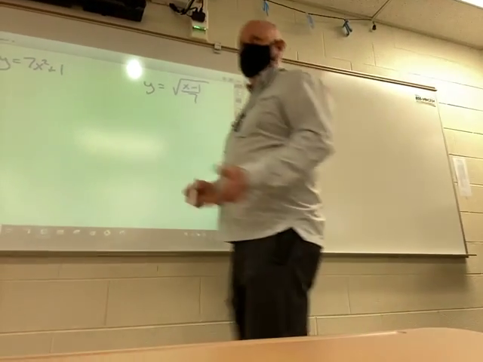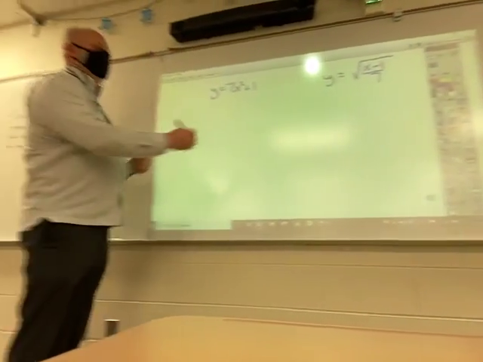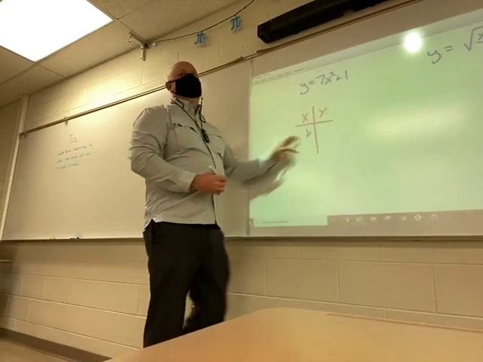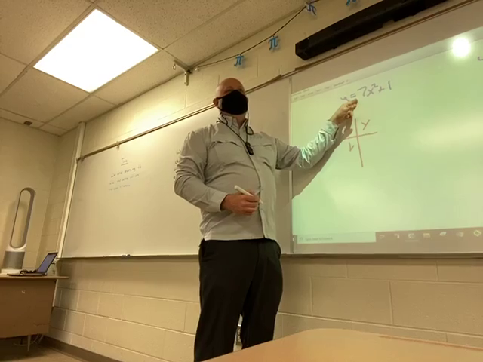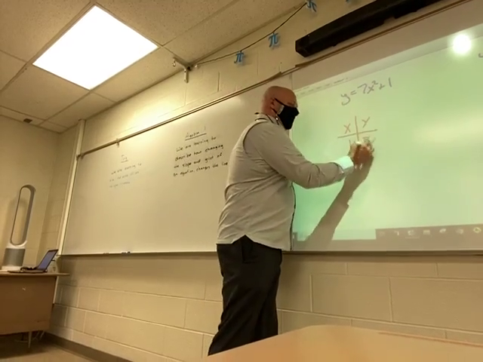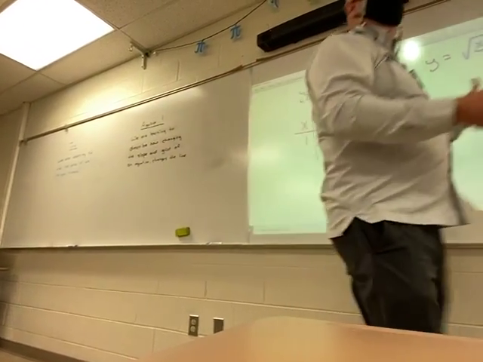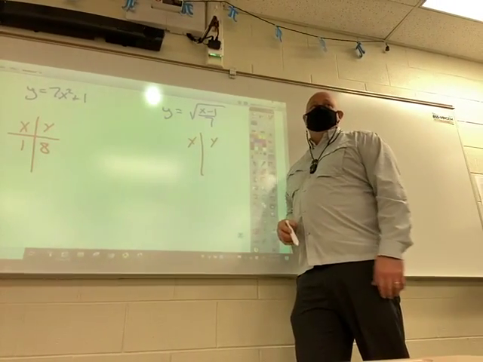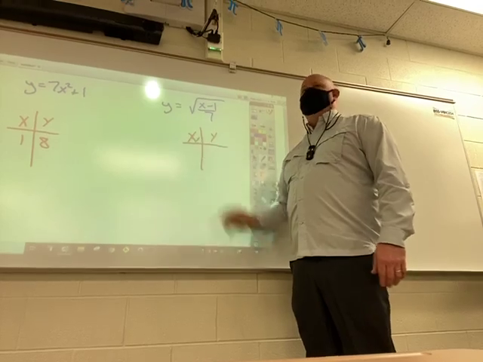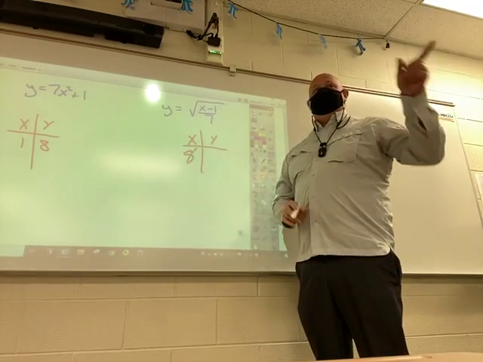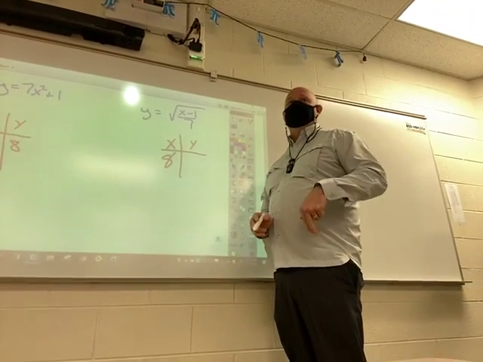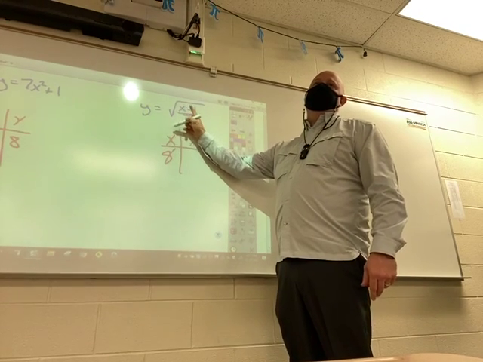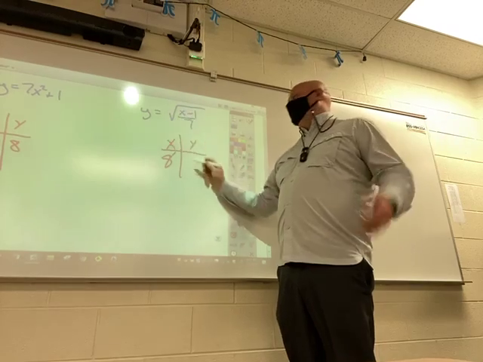These are inverse functions. So what that means is if I plot points, if I plug in a 1, 1 squared is 1, 1 times 7 is 7, 7 plus 1 is 8. So I plug in a 1, I get out an 8. What should happen over here? If you plug in an 8, what should I get out? A 1, right? So if you plug in an 8, 8 minus 1 is 7, 7 divided by 7 is 1, square root of 1 is 1.